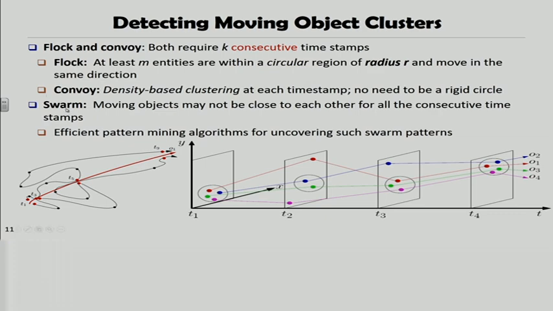Actually, she showed in the real animal case that you really can find many more swarms than convoys and flocks. Convoys and flocks simply require them to move together all the time. Actually, that's not realistic. But if you find that at certain snapshots they move together, that's more real.